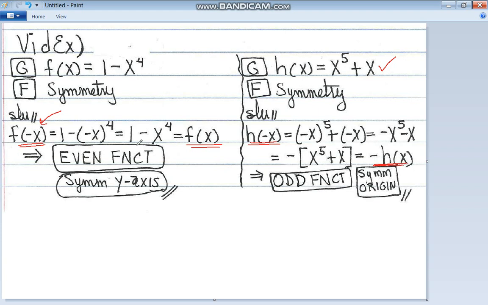That's different than the last one. The last one was f of negative x equals f of x. This is h of negative x equals negative h of x. What does that indicate? According to our notes, that gives us an odd function, and the symmetry related to odd functions is symmetric with respect to the origin. In other words, this function is invariant under 180-degree rotation, as we discussed in class.